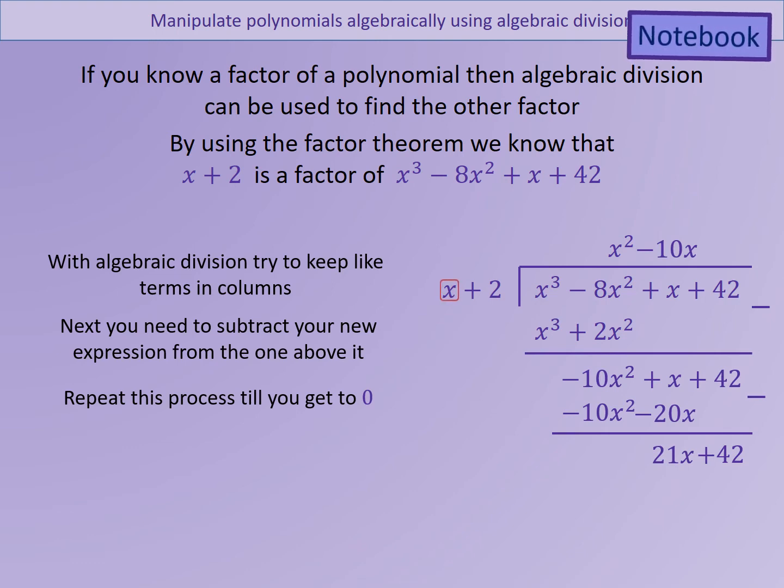So I'm now looking to see how many of my x's go into 21x. What would I need to multiply one by to get the other? Well, the answer to that is 21. So that goes at the top. So I've now got my full quotient.